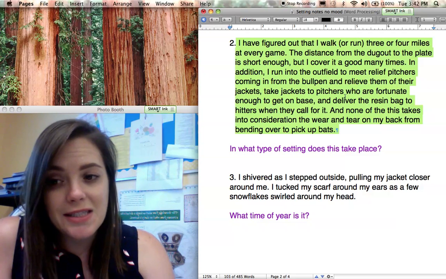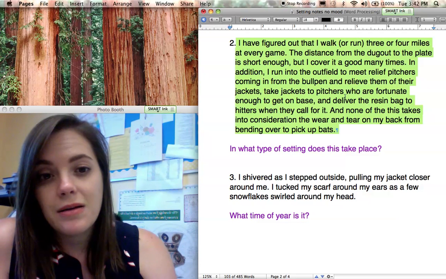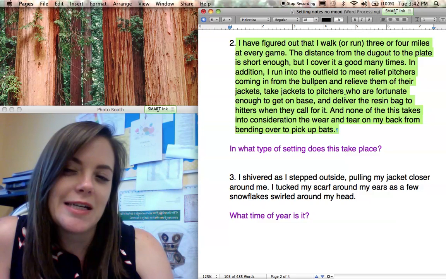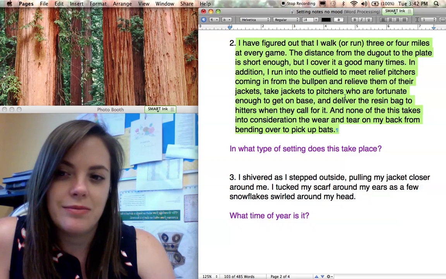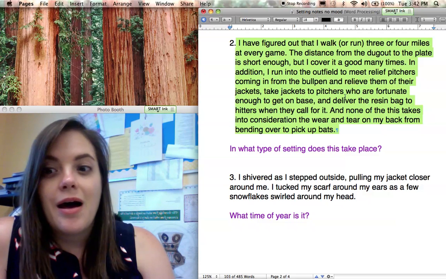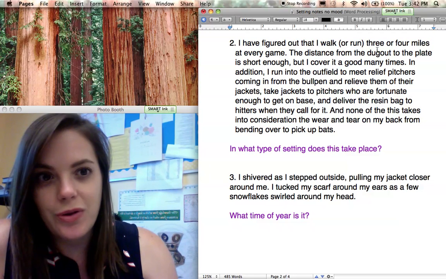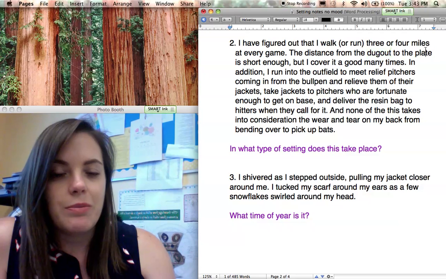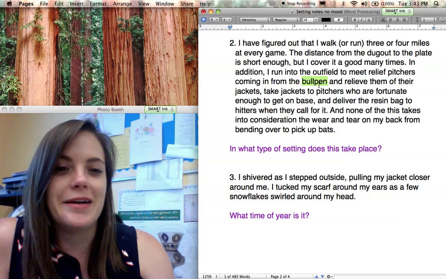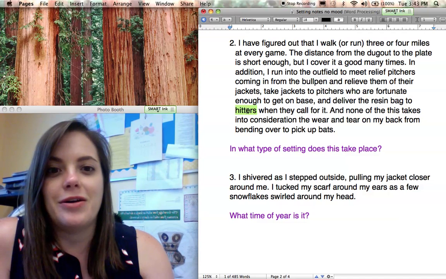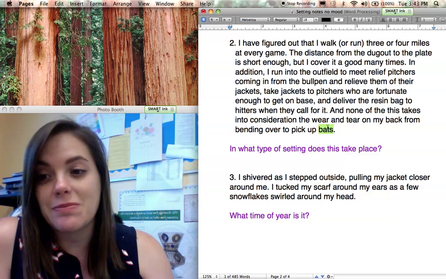And none of this takes into consideration the wear and tear on my back from bending over to pick up bats. All right, so what type of setting does this take place? Everyone take a second and answer. All right, so hopefully we figured out that that was a baseball field. We had a few clues here. The dugout, the plate, the outfield, pitchers, bullpen, hitters, all right, bats. Lots and lots of clues to figure out that this was a baseball field.